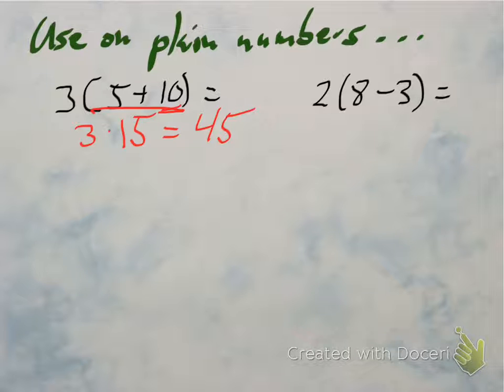All right, now what about the other one? If I did order of operations on this one, what do I do first? You would do 8 minus 3, which is 5. Right, and then 2 times 5 is 10. All right, now let's try it with the distributive property.